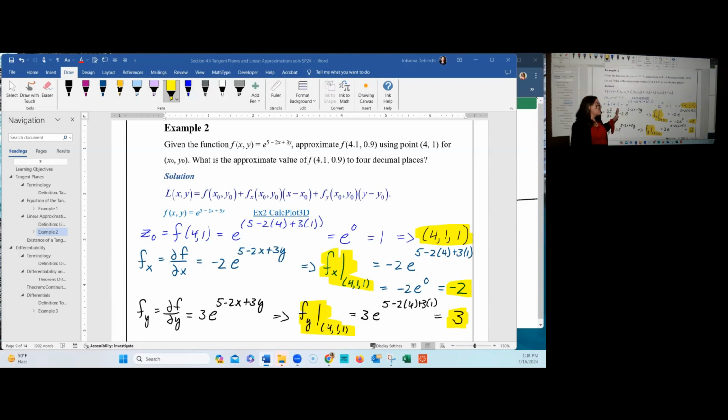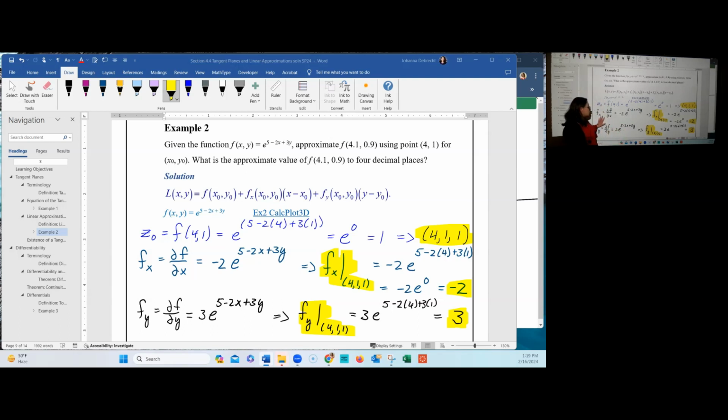When we find the equation of the tangent plane, we start by finding the value of the dependent variable at the domain ordered pair 4, 1. This ends up giving us e to the 0th power, which is the number 1. This gives us the ordered triple 4, 1, 1 as the point on the surface at which we want to find and calculate the tangent plane.